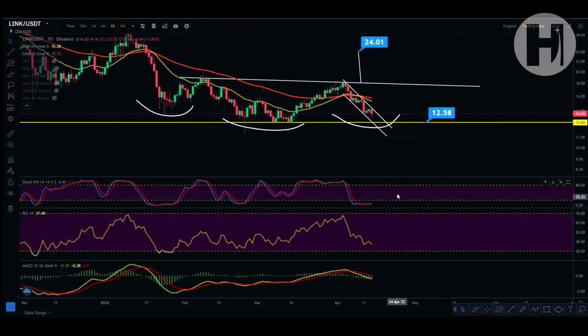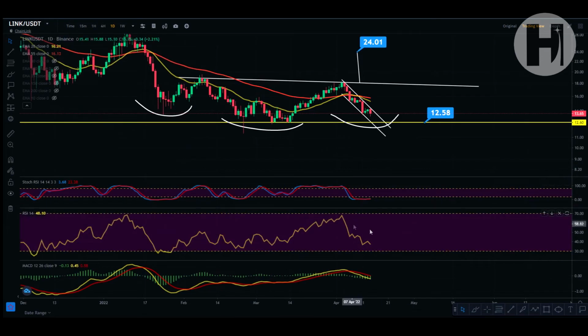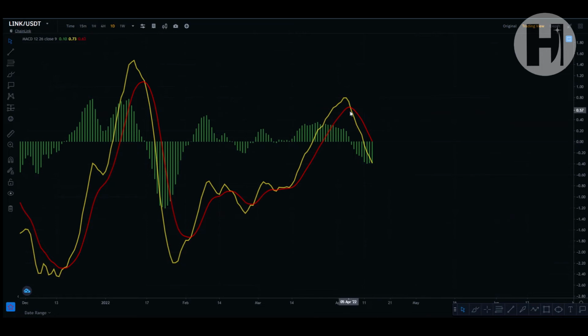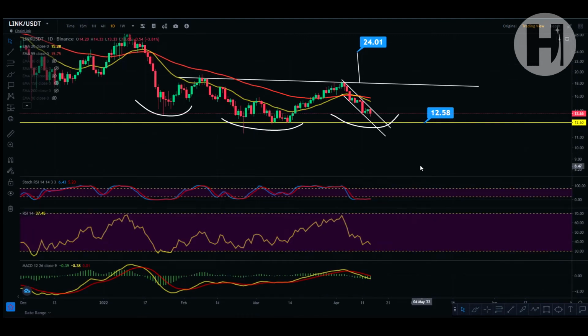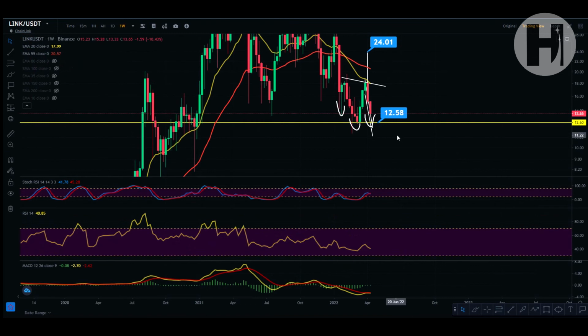Now, jumping into the stochastic RSI, we are completely oversold on the stochastic. As you can see, a strong move to the downside. Great entries right now, in my opinion. The MACD is getting overextended to the downside as well. So this is a great opportunity to buy more Chainlink tokens. Let's jump into the weekly chart, and I'm not going to be taking much longer.